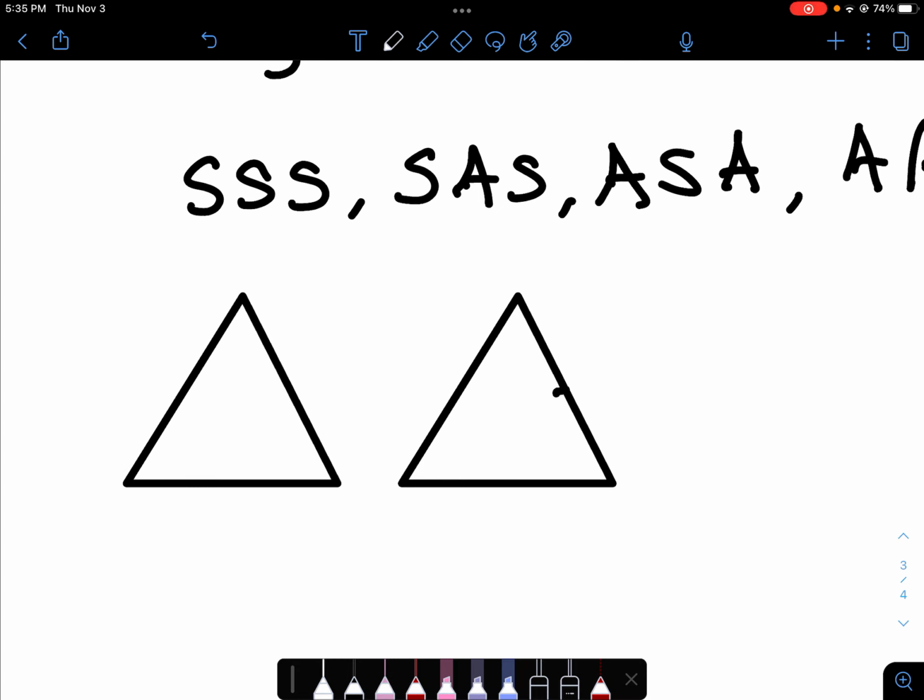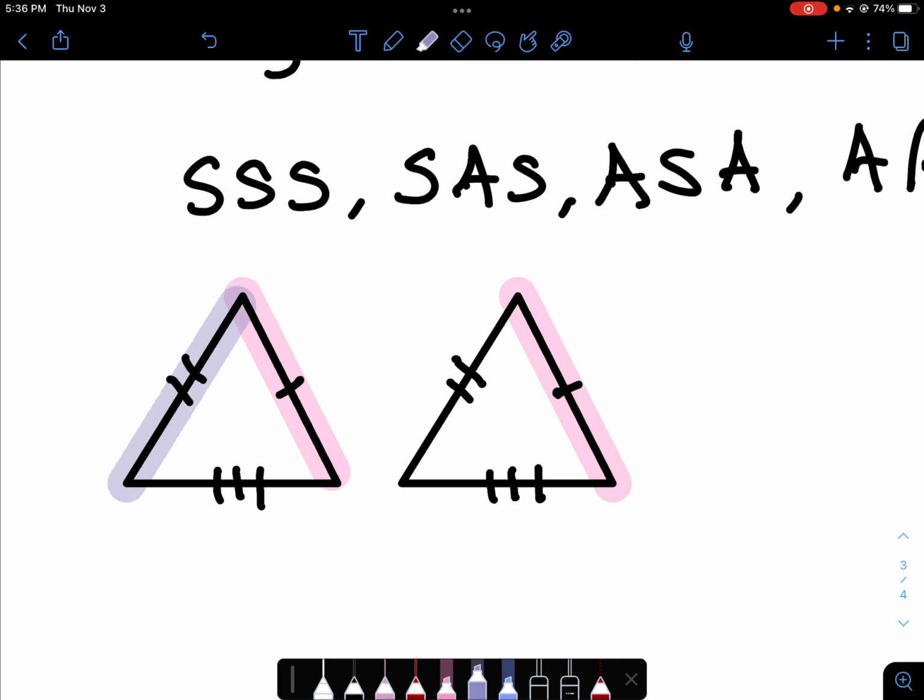Well, you'll see these little tick marks, and these things determine basically what is congruent. So this one tick and this one tick, that means these two sides are congruent. And that means this side and this side are congruent. And this side and this side are also congruent.